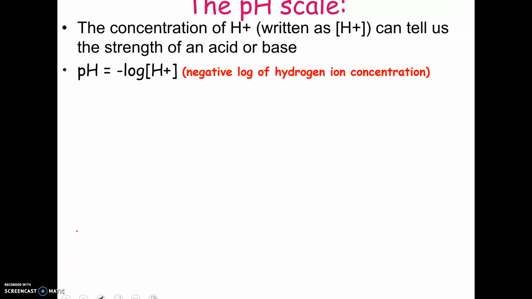So it is a measure of the strength of an acid or base. It's the negative log of the hydrogen concentration. The little brackets around a hydrogen mean concentration. Actually, brackets around anything in chemistry means concentration.